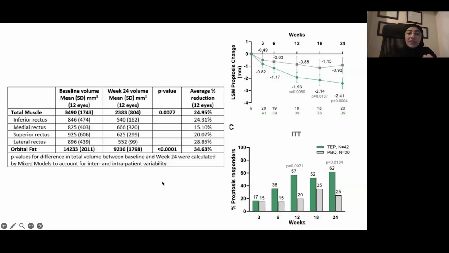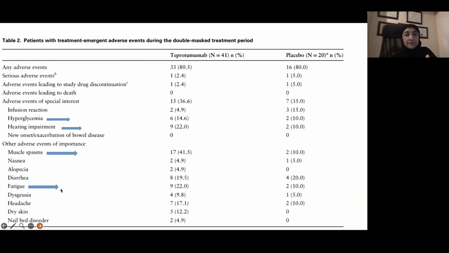I was always looking at this rate when you assess the efficacy of teprotumumab in studies: whether a patient is a teprotumumab responder or not. Teprotumumab compared to placebo can prove efficacy in 62% of users, which is a good success rate. What about the adverse side effects? Mainly muscle spasm in over 40%, and hearing impairment and fatigue around 22%.